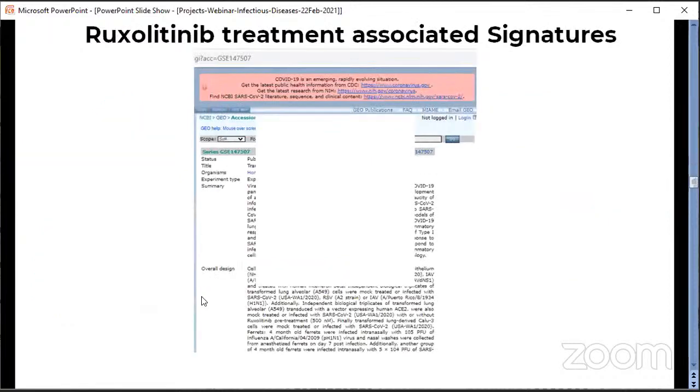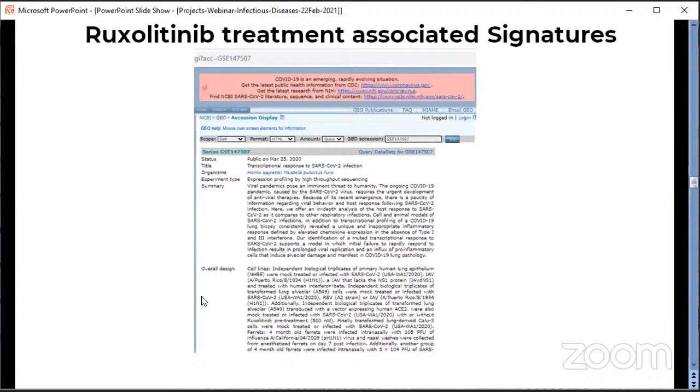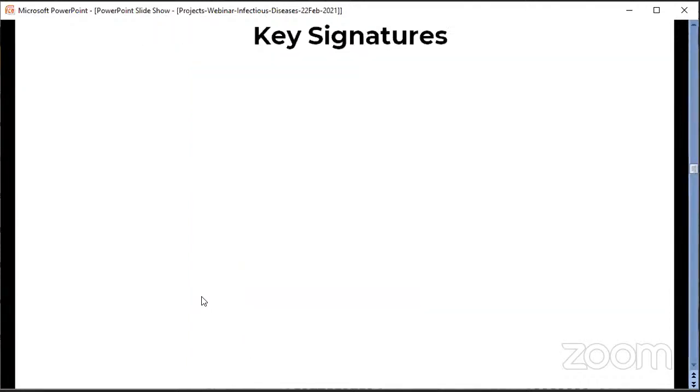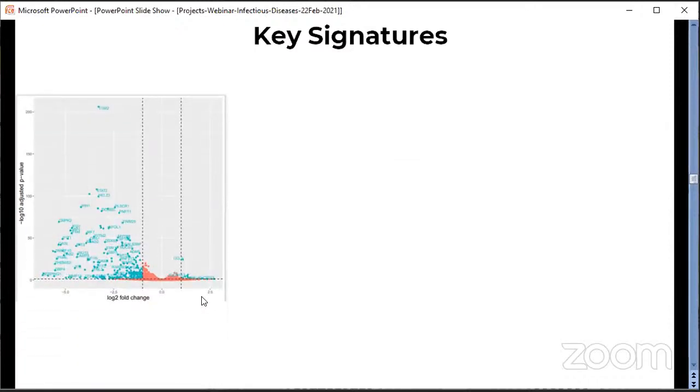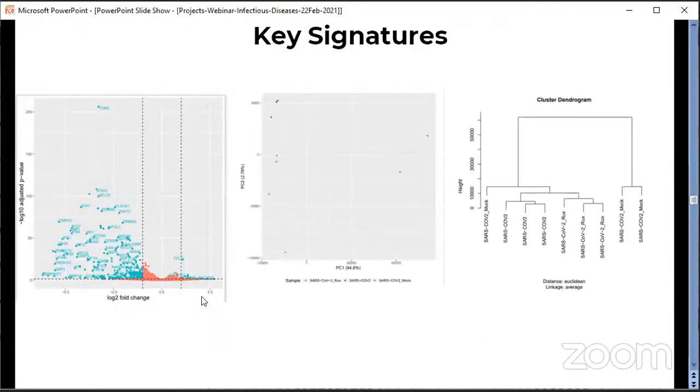In the next part, we have also tried to incorporate transcriptomics data analysis to identify a signature that can discriminate the samples that are ruxolitinib treated and untreated. Here we have employed different exploratory data analysis approaches like differential gene expression analysis, principal component analysis, and hierarchical clustering to understand what the important signatures are that can distinguish these classes of samples.